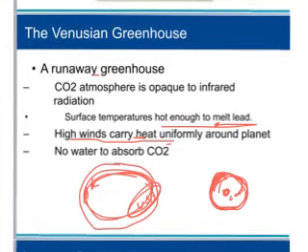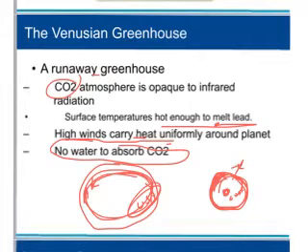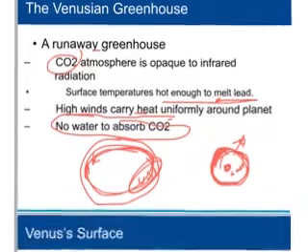And then consequently, with the greenhouse effect on Venus, there's no water on the planet to absorb the carbon dioxide. So the CO2 emissions that we are so worried about on Earth, the Venus greenhouse is pretty much all carbon dioxide. It's just trapped in that atmosphere, and the atmosphere of Venus is so dense that the CO2 molecules cannot escape.